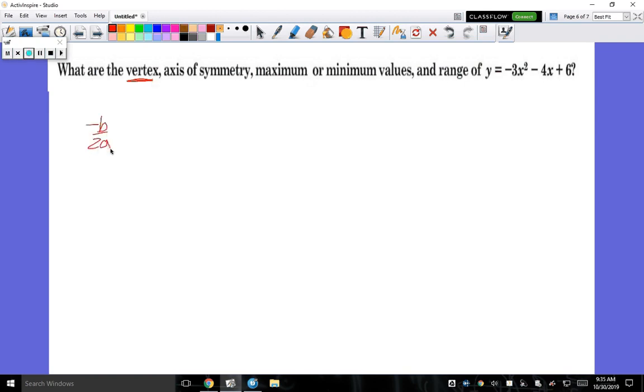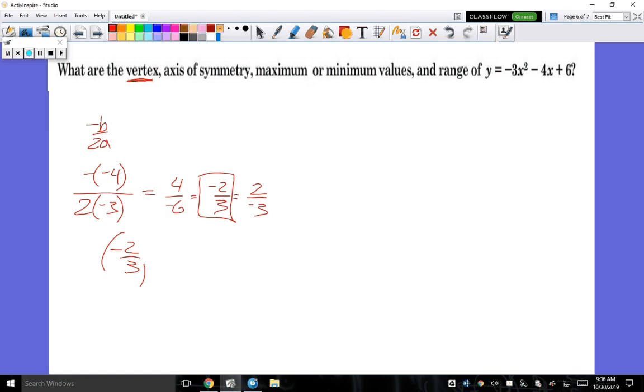Negative b over 2a, yep. And yep, because it's a negative b, which will become a positive 4. Yep, and Trivia, what do you get as a final answer for that? Which will reduce to what? Or negative 2/3, right? So guys, negative 2/3 is the same as 2 over negative 3. Probably that one's the one that's most commonly used. Cool. Alright, so negative 2 over 3.